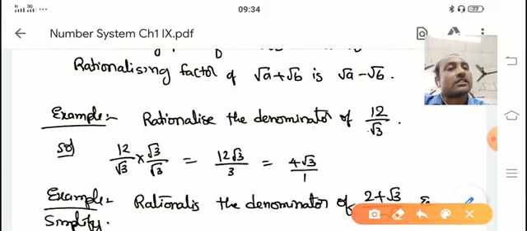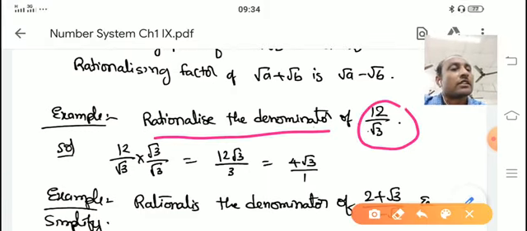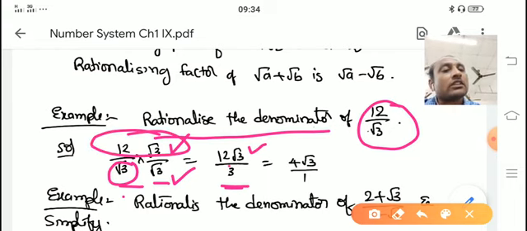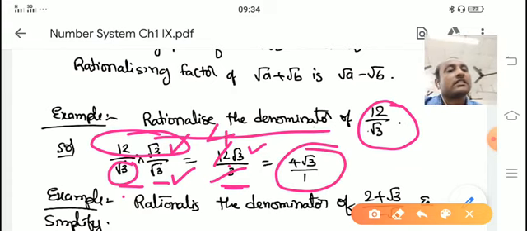Next, especially this rationalization process we use for rationalizing the denominator. Rationalize the denominator of 12 by root 3. What is the denominator? Root 3. Multiply and divide with root 3, so that the denominator becomes root 3 into root 3, which is 3. Numerator is 12 into root 3, 12 root 3. So 3 fours are 12, you get 4 root 3 as the answer. This is rationalizing the denominator of 12 by root 3.